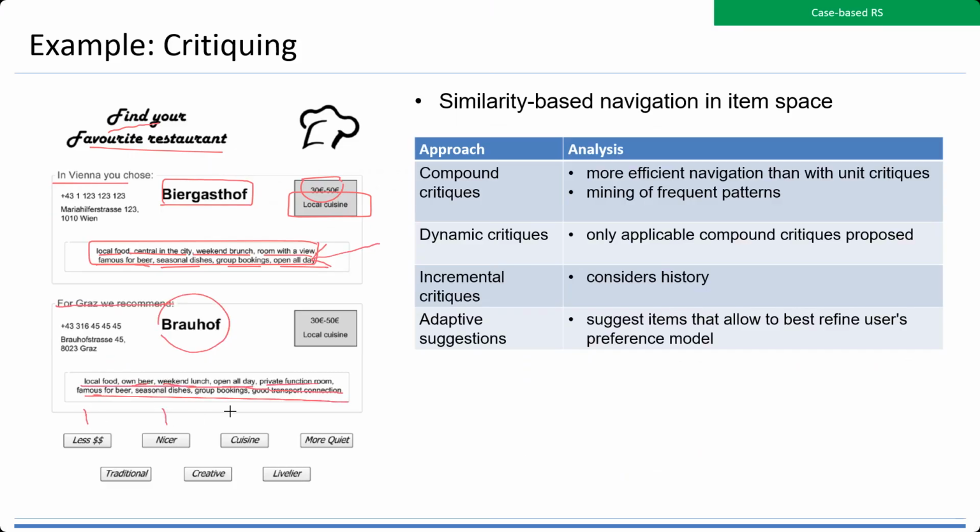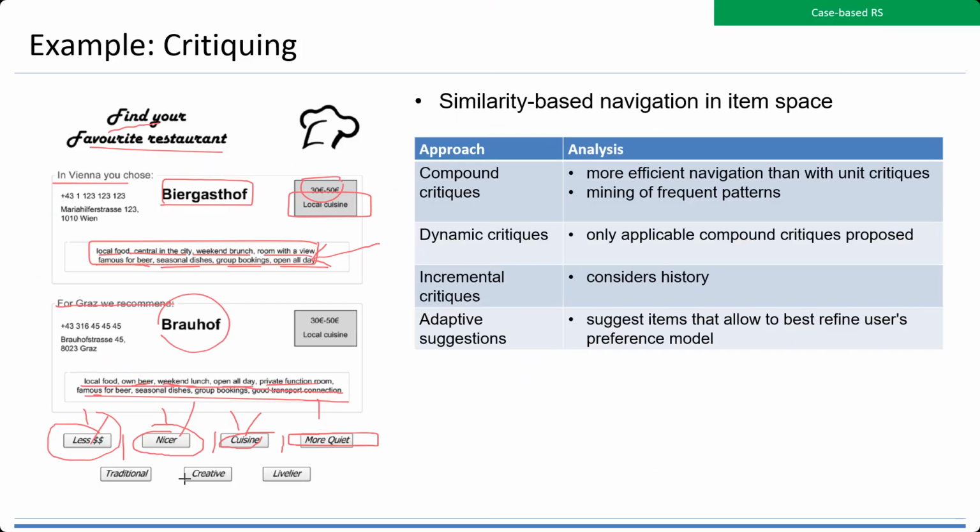So we can have some critic. This is critic. Do you need less money? Okay, then if you need less money, you can just click this one. Do you need a nicer environment? Okay, then you can click this one. Do you have a problem with the cuisine, or the cuisine is not good? Then you can click on this one. You need a place which is more quiet? Okay, you can click this one and so on. Okay, so this is one of the applications.